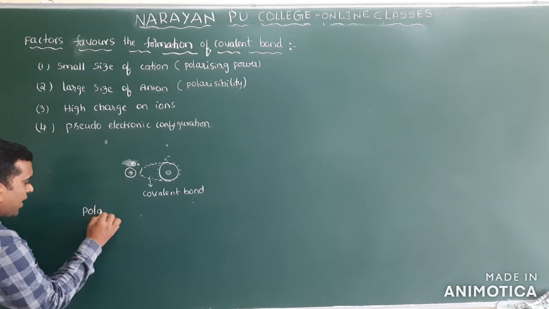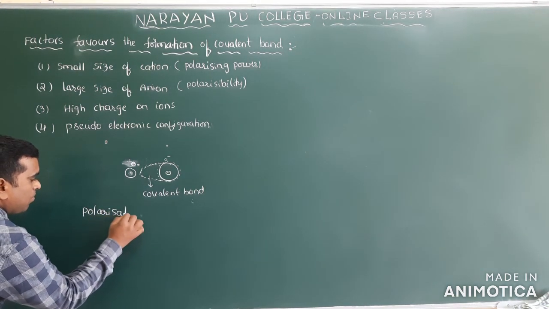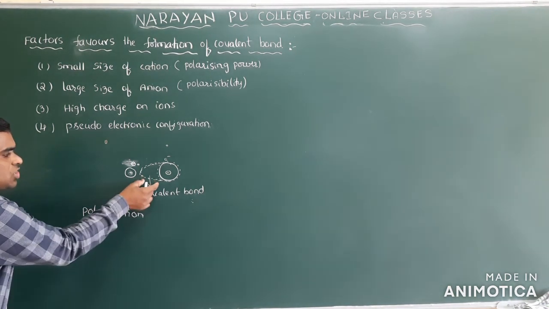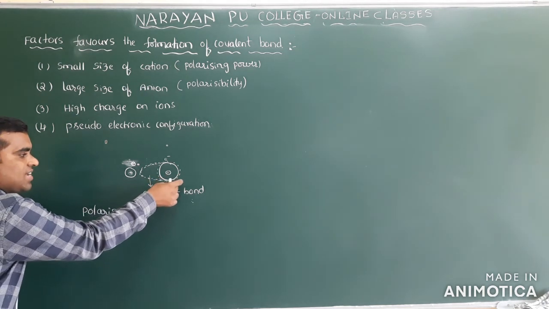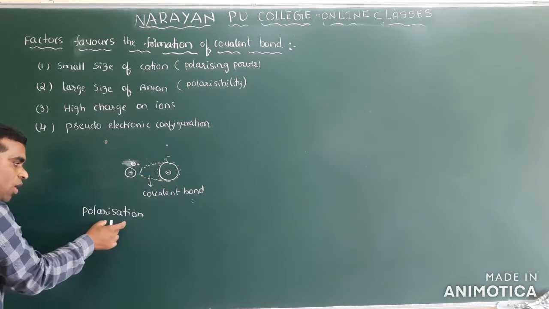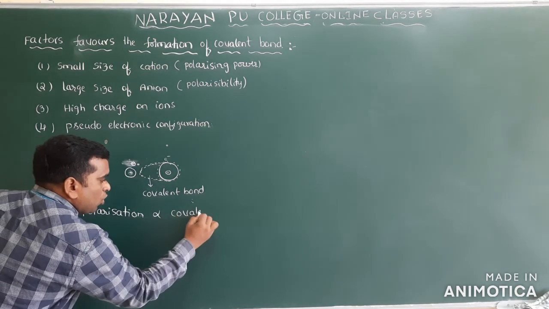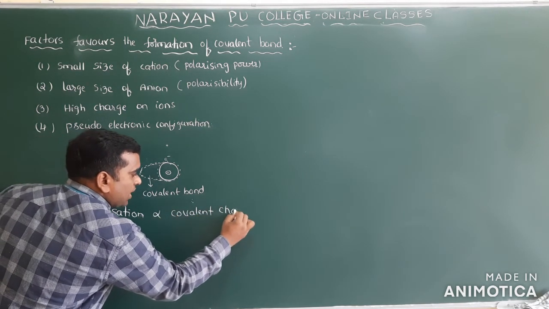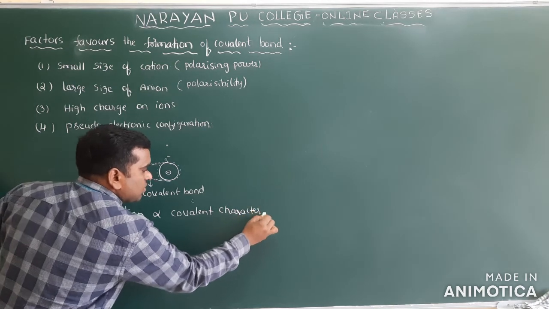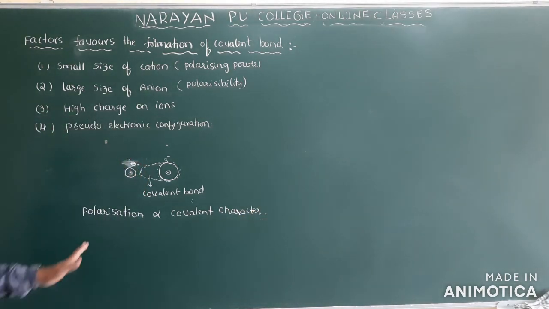Polarization: what is polarization? Distortion of the valence electrons of the anion will be called polarization. It is directly proportional to the covalent character. Clear?